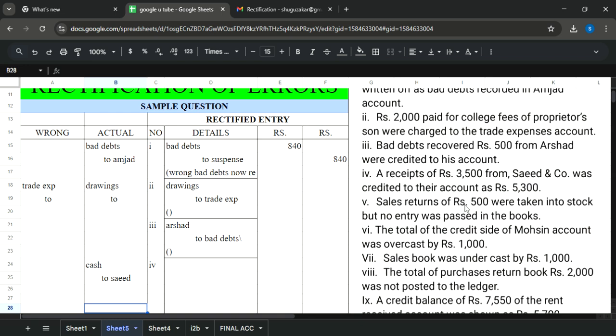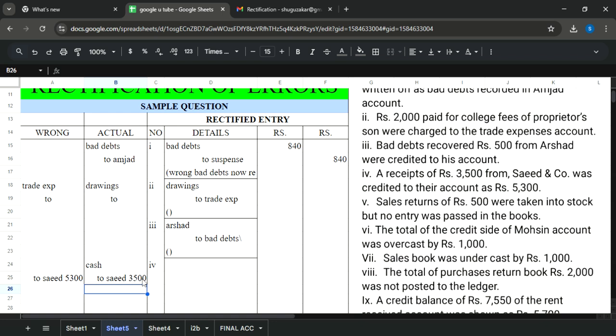Now let's see what mistake they have done. Was credited to their. Please underline this word, their. It means they have entered in Saeed's account with how much amount? 5,300. Look at here. Amount has been written by mistake as 5,300 while the actual amount which was supposed to be written, read out it again, receipt of 3,500. So actual amount was 3,500. By mistake we have written 5,300.